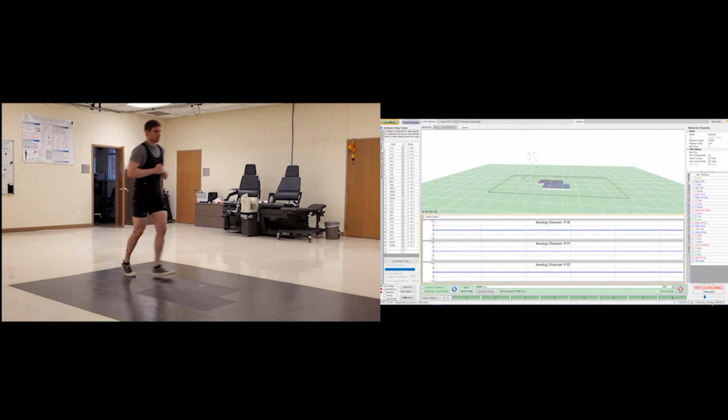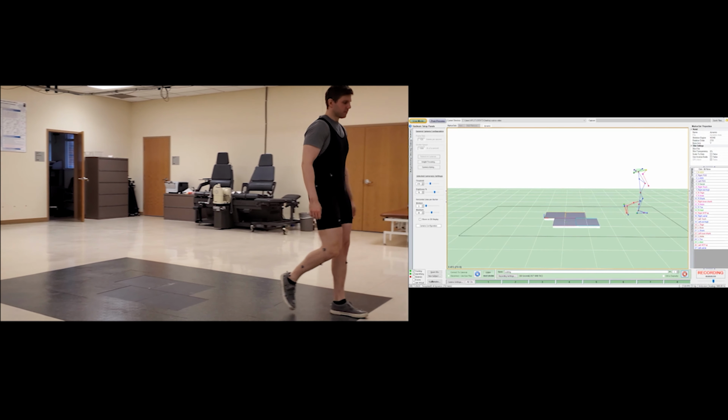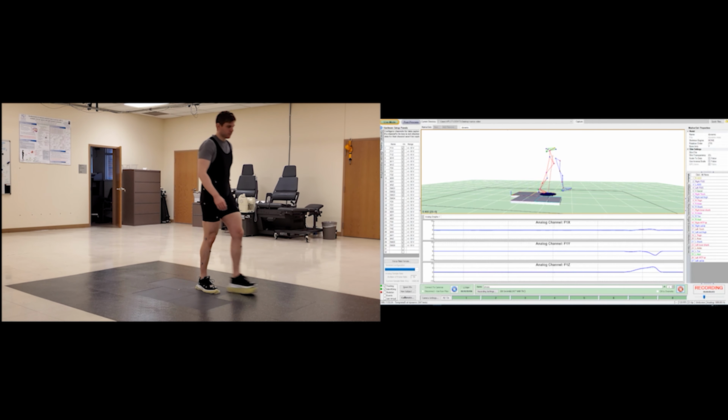Typically, we'll look at a difference between the peak production at certain phases of the gait cycle or the step across the force plate, and that'll give us an idea of some discrepancies between the 2 populations.